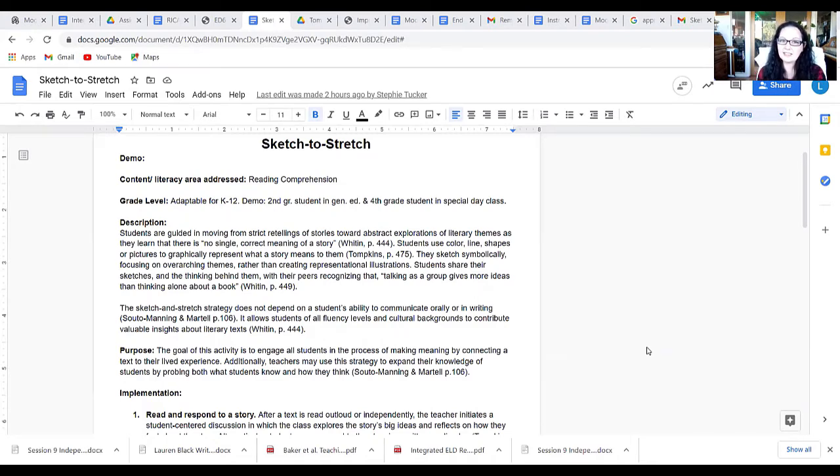Students then share their sketches and the thinking behind them with their peers. The goal of this activity is to engage all students in the process of making meaning by connecting a text to their lived experiences. Additionally, teachers may use this strategy to explore their knowledge of students by probing both what students know and how they think.